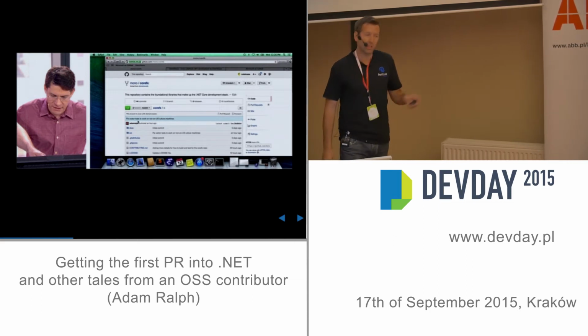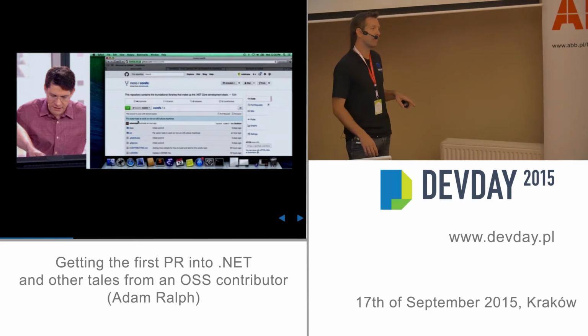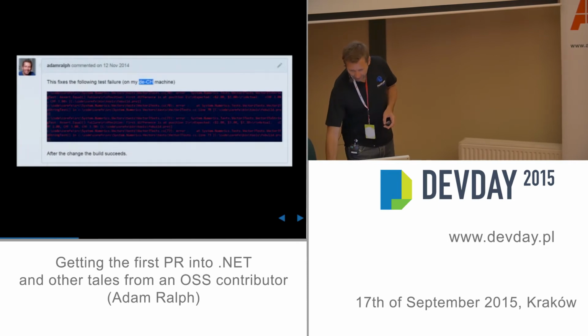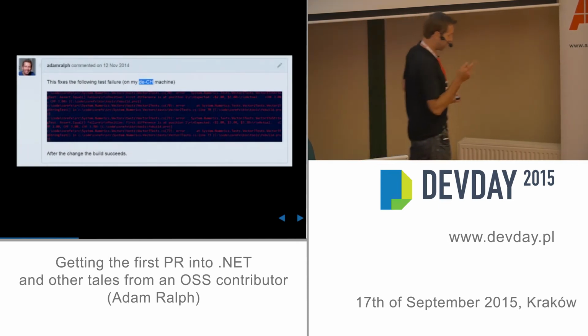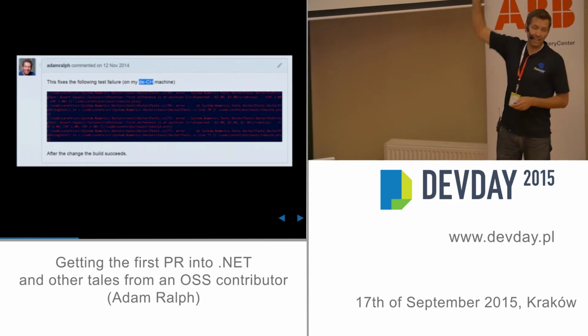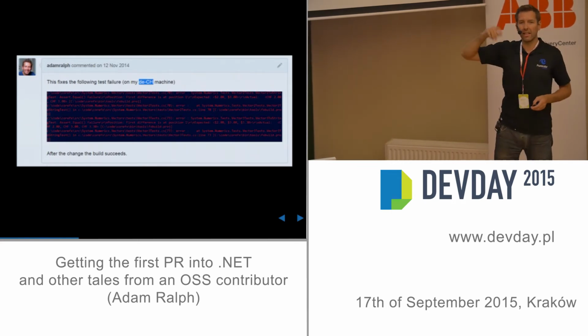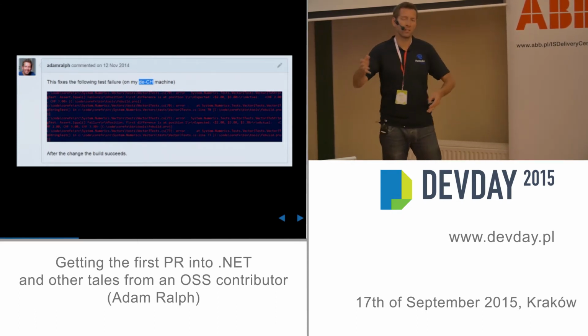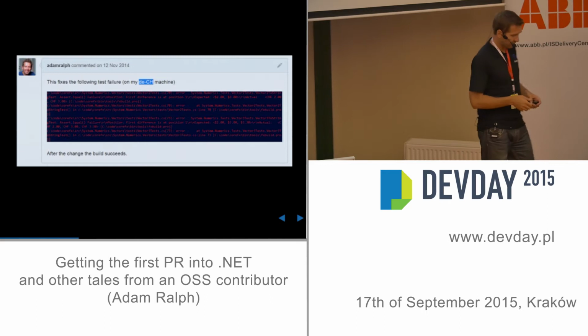Now, as it happens, Scott did get his own back on me. In the interview where he described me ruining this plan, he said it was this guy Adam Ralph from the community, and I don't know if you noticed, but I wrote this on the PR. I wrote, "This fixes the failure on my DE-CH machine." DE means Deutsch for German, CH means Confederation Helvetica for Switzerland. So this is Swiss German.